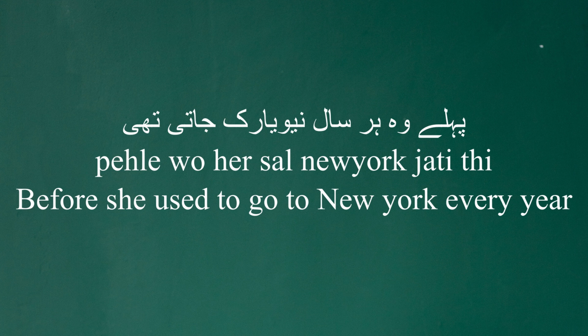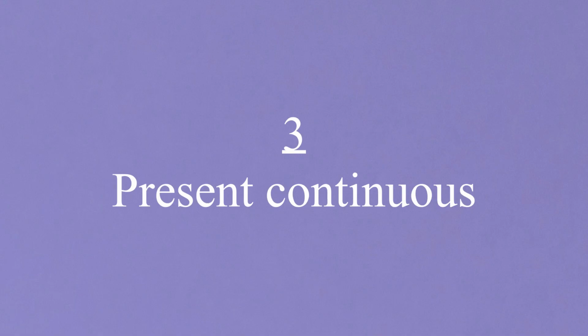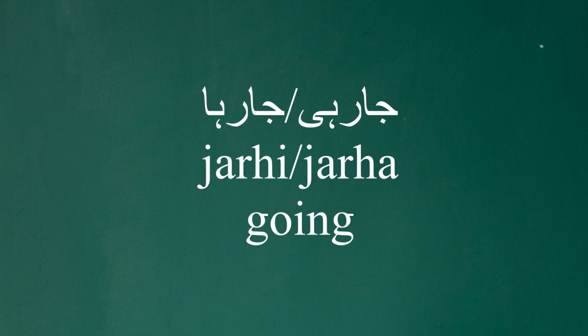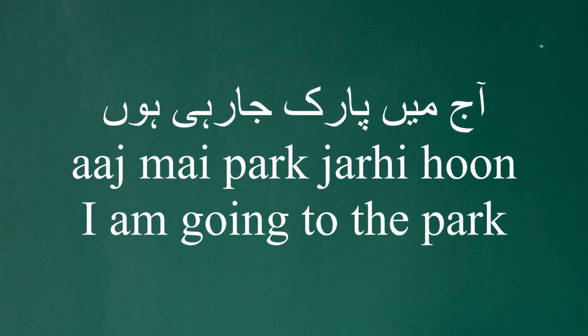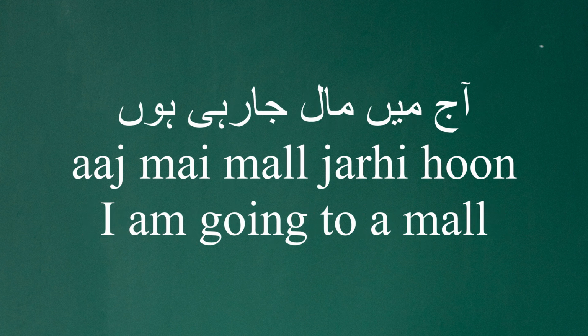The next tense is the present continuous tense. The suffix for it is rahi and raha. So जा रही, जा रहा. मैं जा रही हूँ. I am going. So something, an action that you're doing at the moment, it's a progressive action or something you'll probably do in a few hours. For example, आज मैं पार्क जा रही हूँ. Today I'm going to a park. आज मैं मॉल जा रही हूँ.